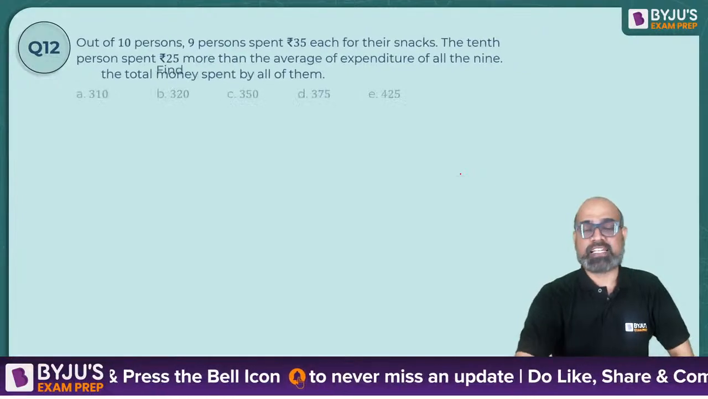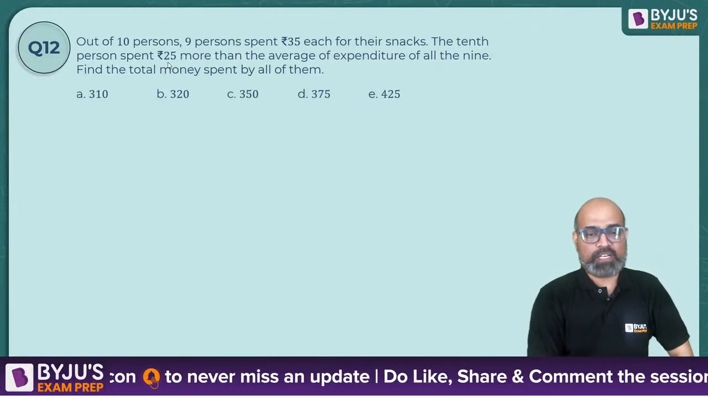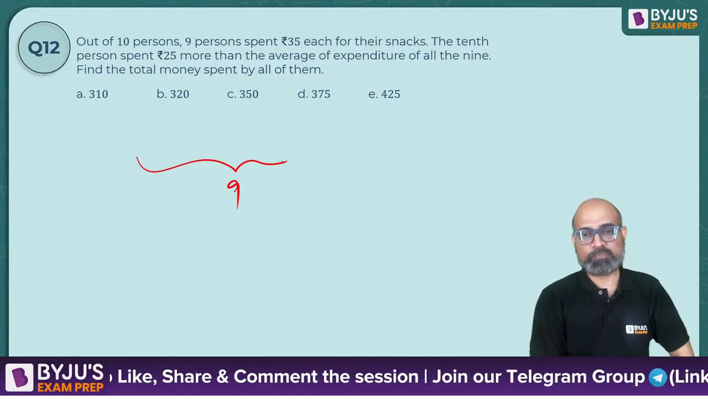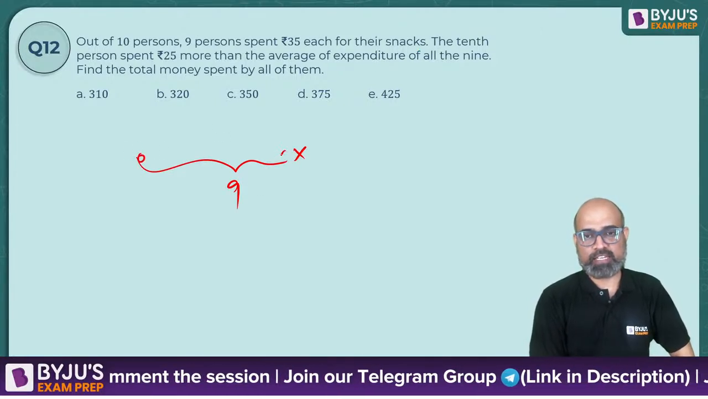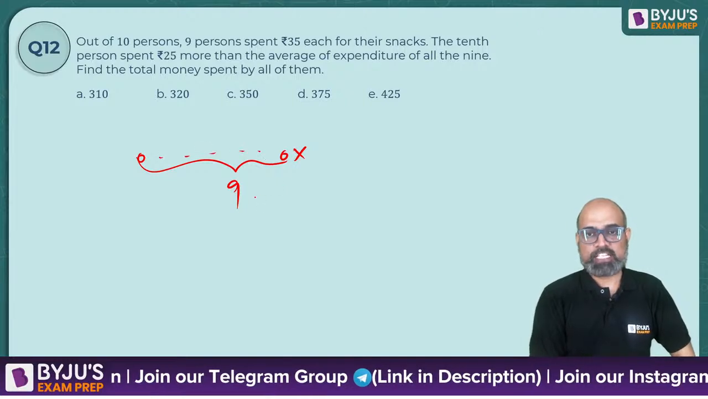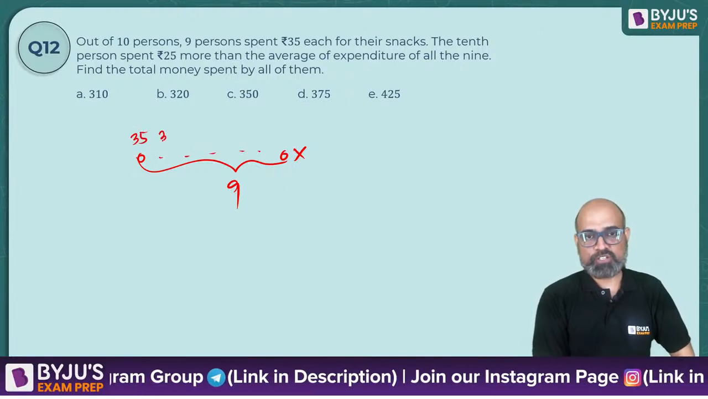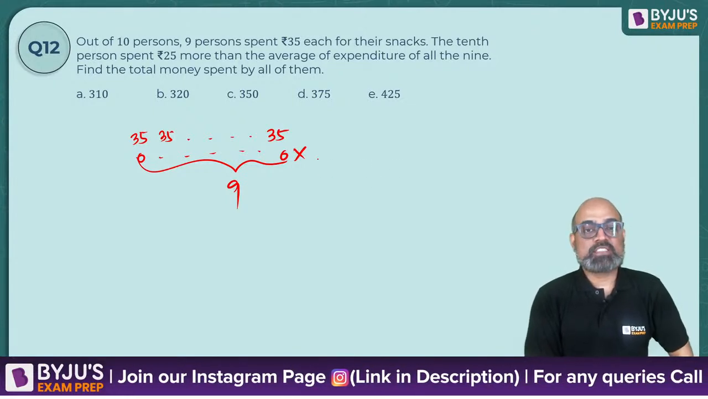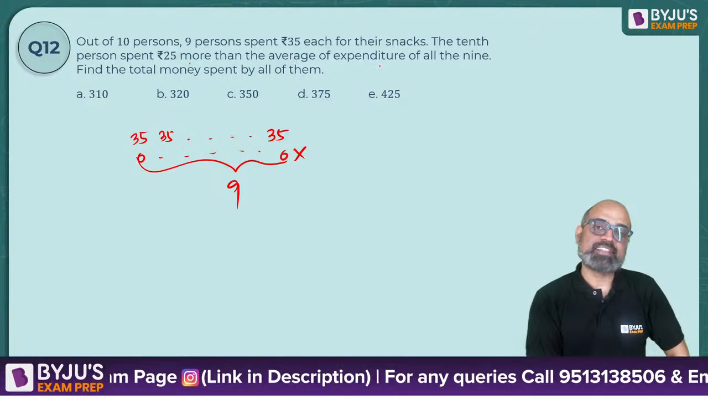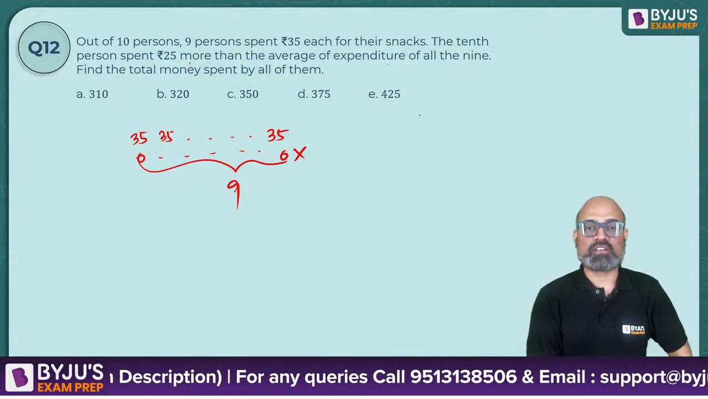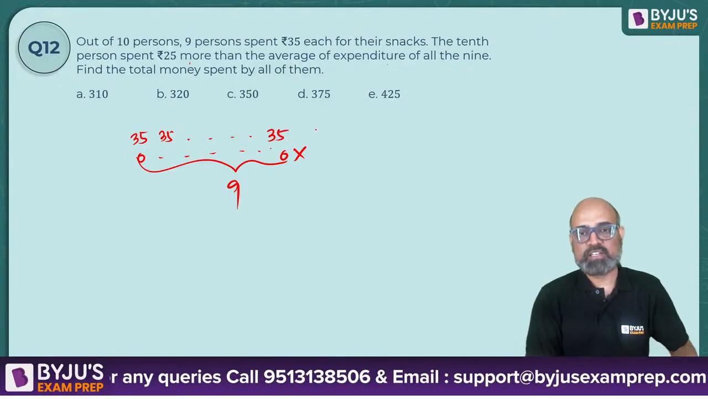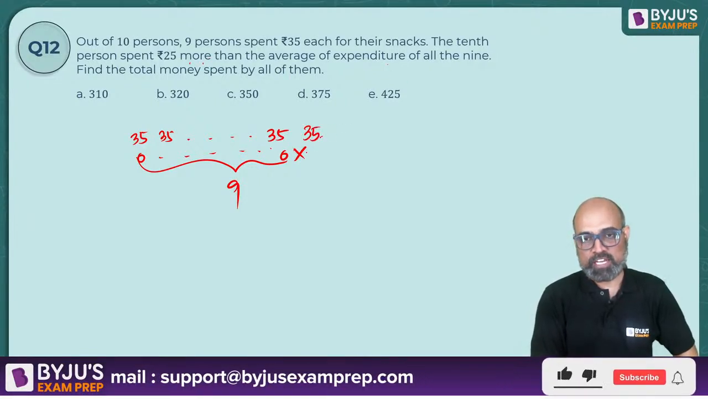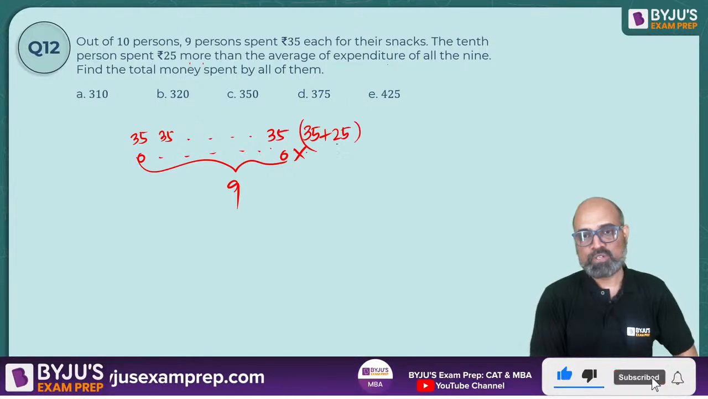So let's see. Out of 10 people, 9 people spent 35 each for their snack. So these are the 9 people. This is the 10th guy. They spent 35 each on their snacks. The 10th person spent 25 more than the average expenditure of all the 9. Obviously, the average is 35 only. So this 10th guy spent 25 more. So 35 he spent anyway, plus 25 more.